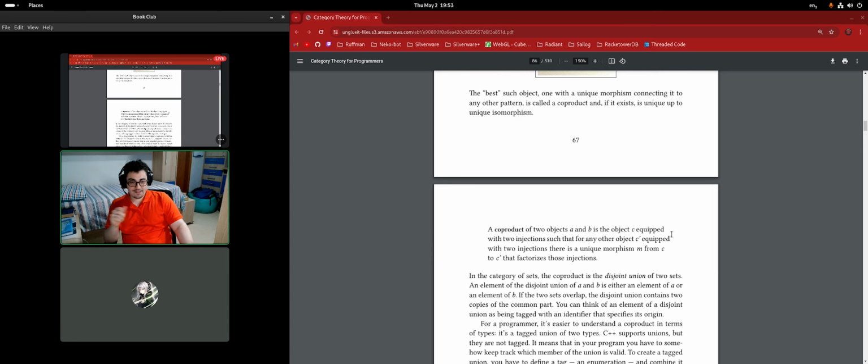And then a coproduct of two objects A and B is the object C equipped with two injections, such that for any other object C prime equipped with two injections, there is a unique morphism M from C to C prime that factorizes those injections.